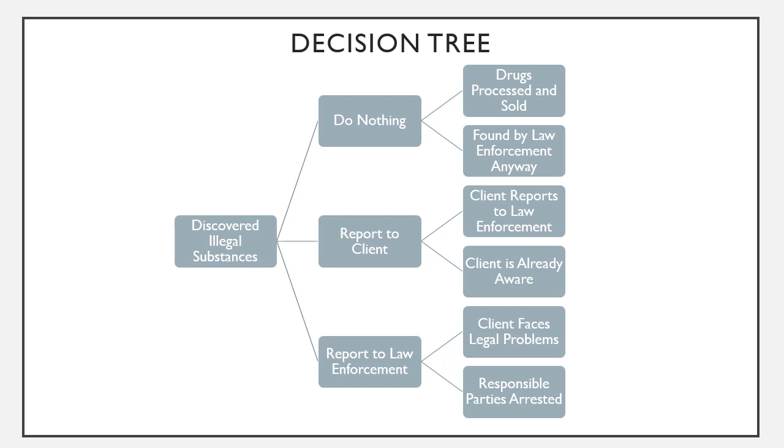So at the top we see that we have discovered illegal substances. That is the problem. And from that we have to make potential choices. Working from left to right, we will look at each of these choices and possible outcomes of those choices. If we choose to do nothing, two options that come to mind easily are that the drugs being processed will be sold, or that law enforcement may just happen to find the drugs anyway.